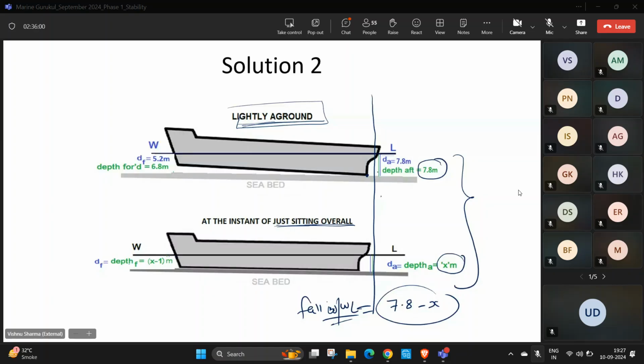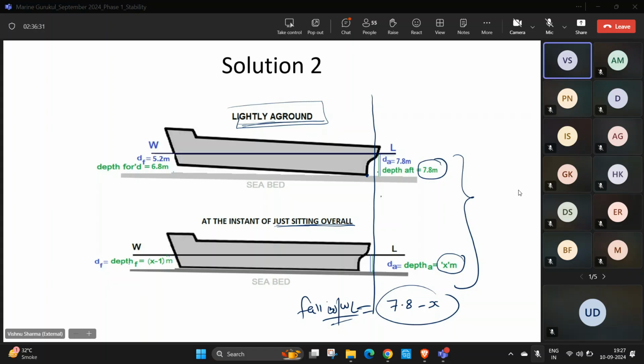Guys, have you understood that the fall in level will be 7.8 minus x? Yes or no? If anybody has a problem in comprehending, let me know. Don't bring me back here after we finish the question. Can you explain to me why it is 7.8 minus x? Now that will be frustrating. You can ask as many times as you want now.